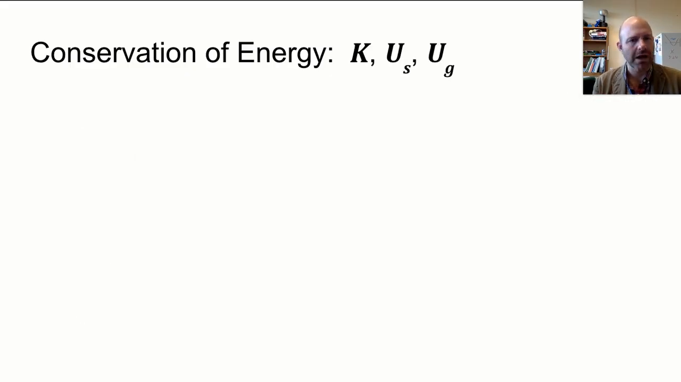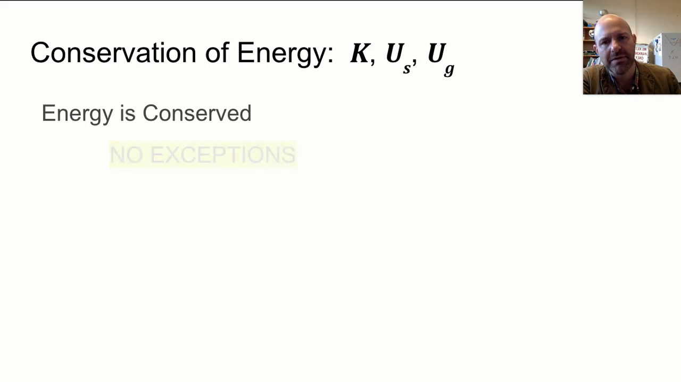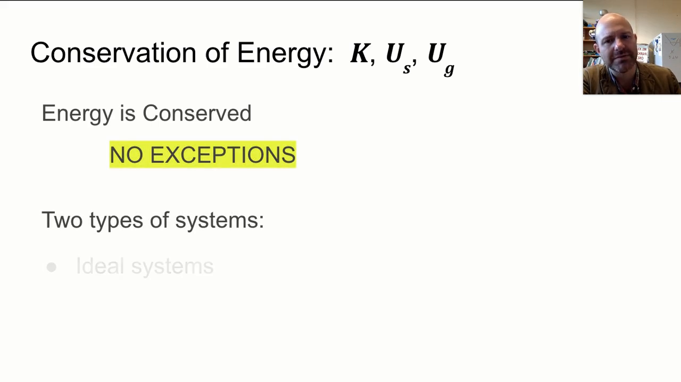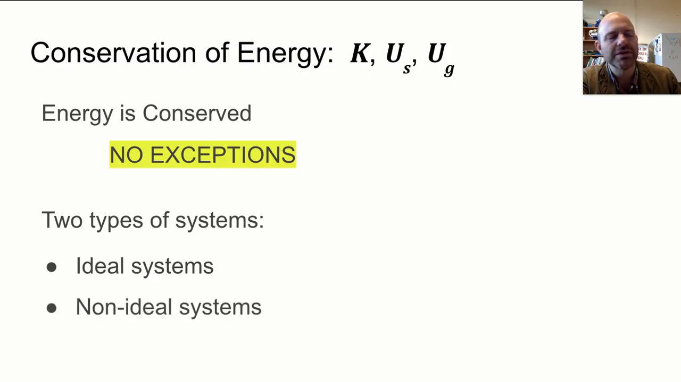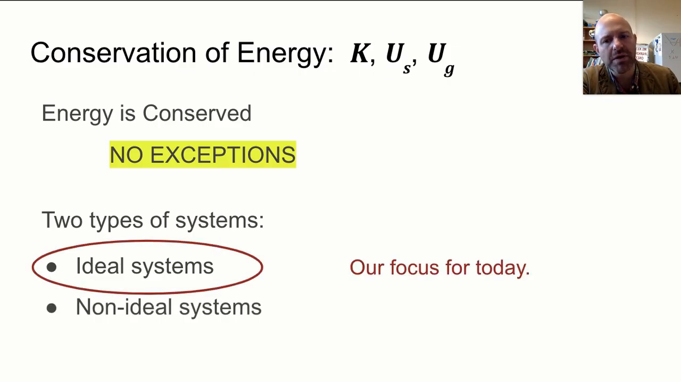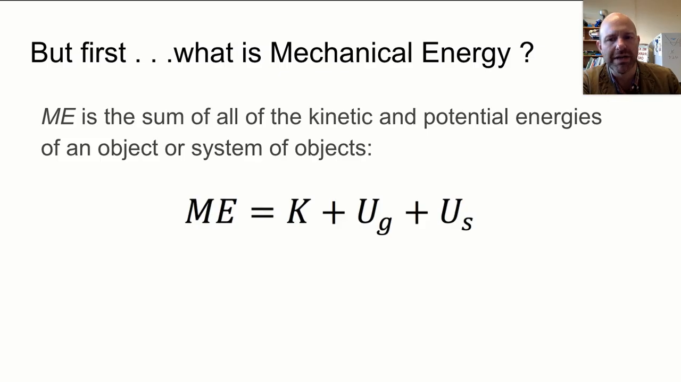So when we talk about conservation of energy in our class, we're really talking about conservation of mechanical energy, which includes kinetic and potential. And so energy is conserved, no exceptions. And there's two types of systems. Ideal systems, where just these three terms we've learned about are enough, or there's non-ideal systems. We're going to focus on ideal systems right now, but we will say that any time that's violated, probably it's thermal energy or heat.